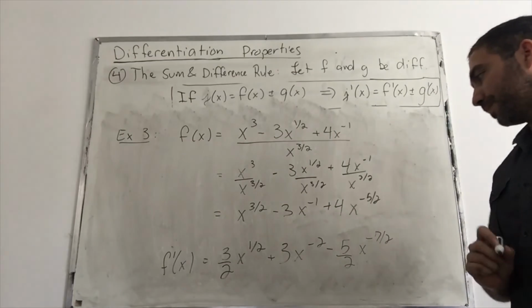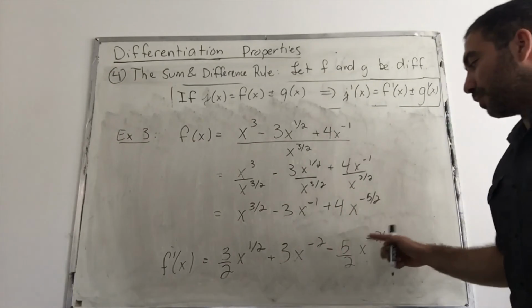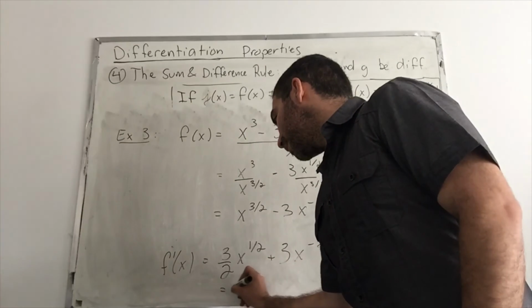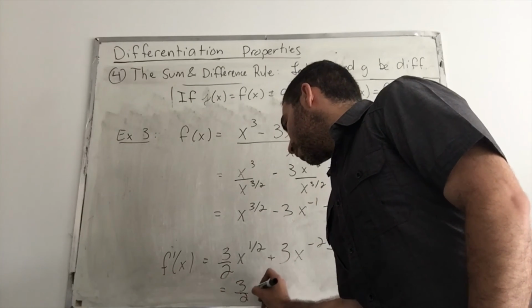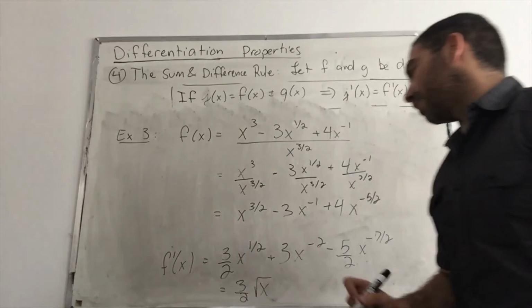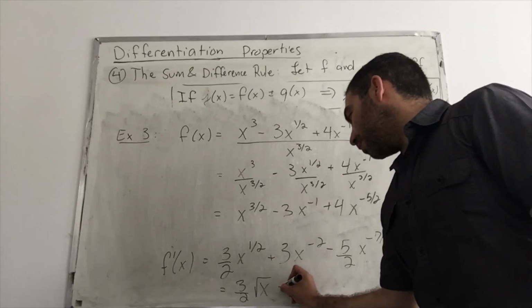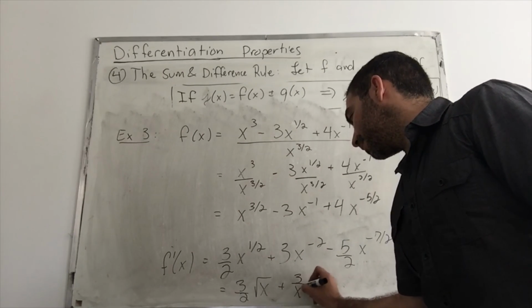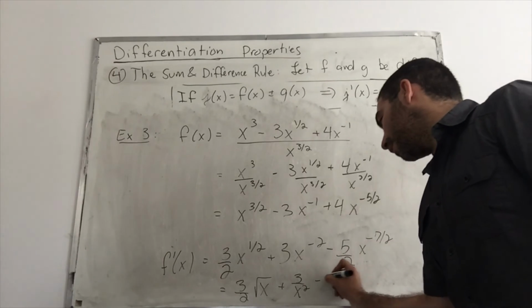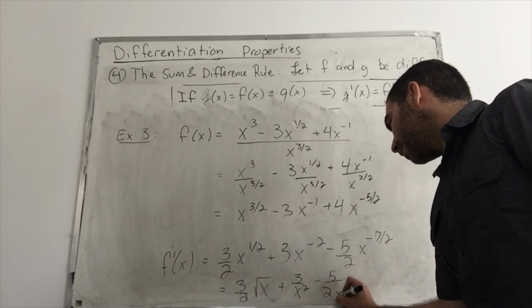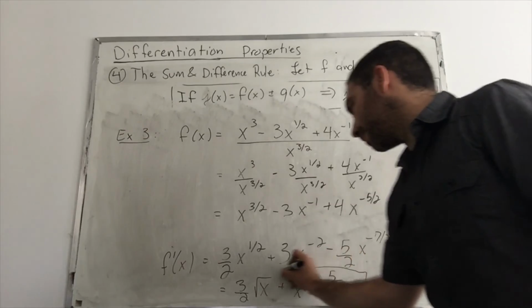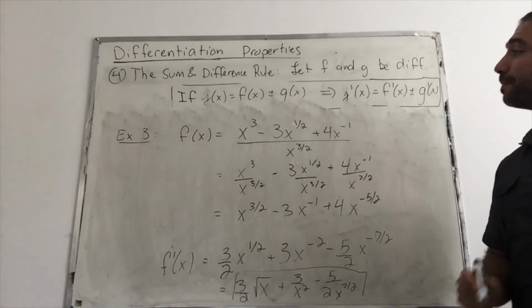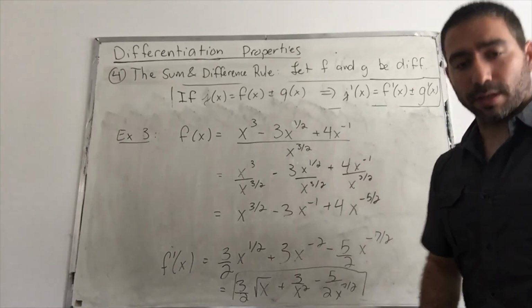Okay, so the last step is just get rid of the negative exponent. So the answer here is going to be 3 over 2 square root of x, or x to the 1/2, plus 3 over x squared, and then minus 5 over 2 times x to the 7/2. And that's our final answer. Okay, so great work and keep practicing.